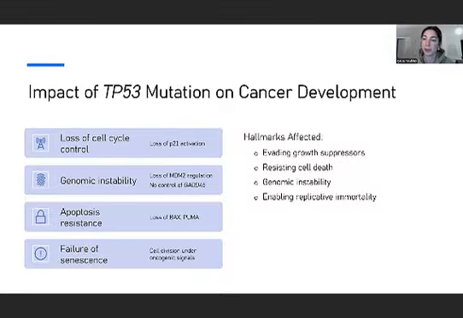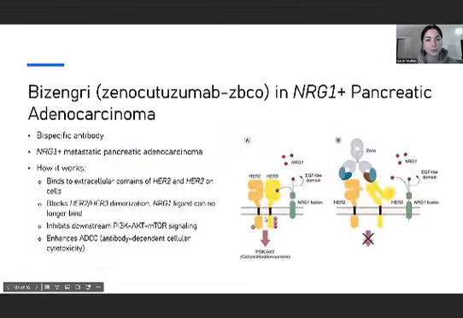So p53 is not activating the cell to go into senescence and is instead dividing with all of these oncogenic signals way past its normal limit and causing a higher increased risk of cancer forming. So some of the hallmarks that is affecting is evading growth suppressors, resistance of cell death, genomic instability, and enabling replicative immortality.